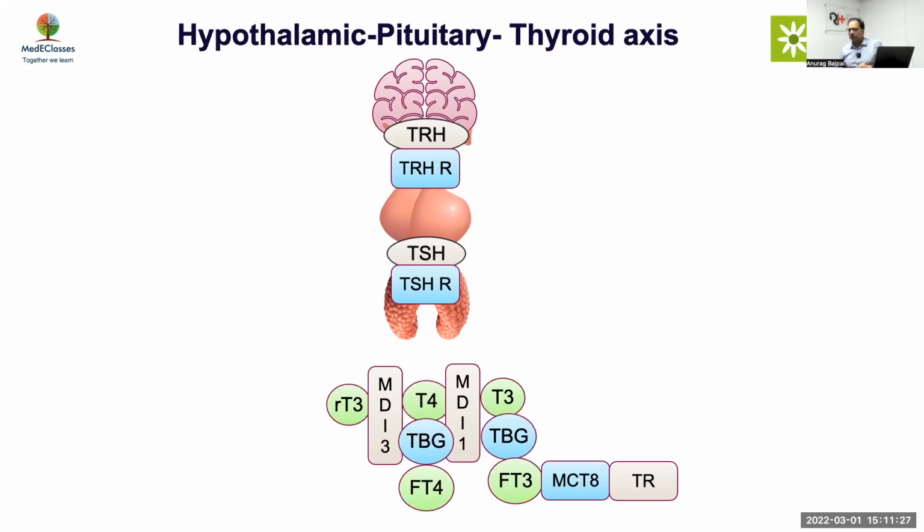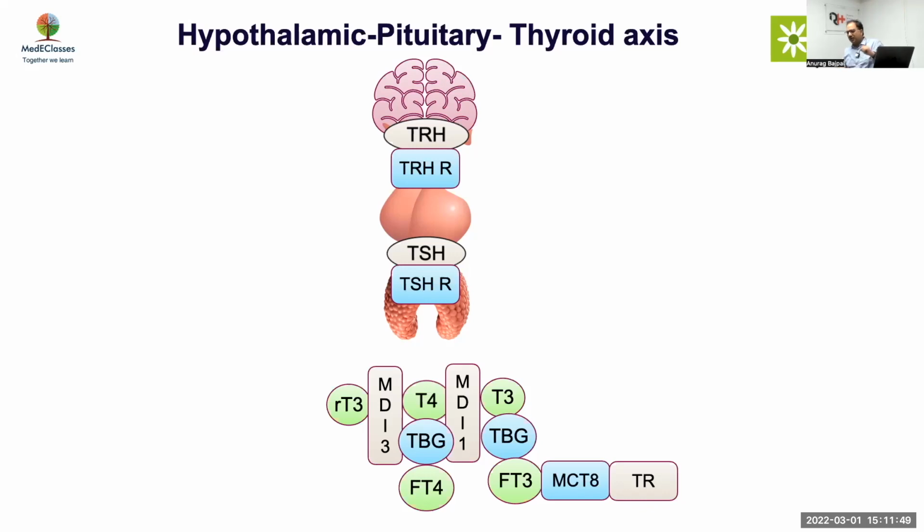Which will be the first thing to go up in primary hypothyroidism? Second, what change will we see? After TSH, T4 will go down. T4 will go down later, and T3? T3 will be the last to go down. So T3 is the most unreliable marker of primary hypothyroidism.